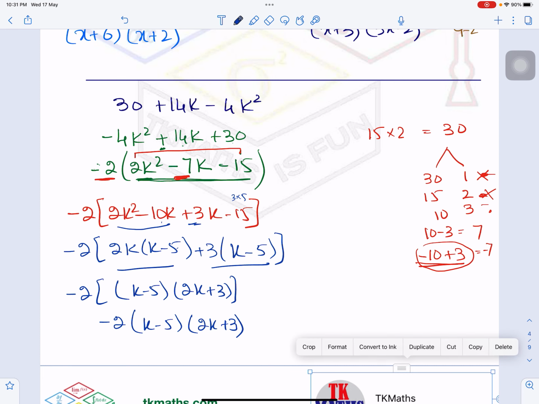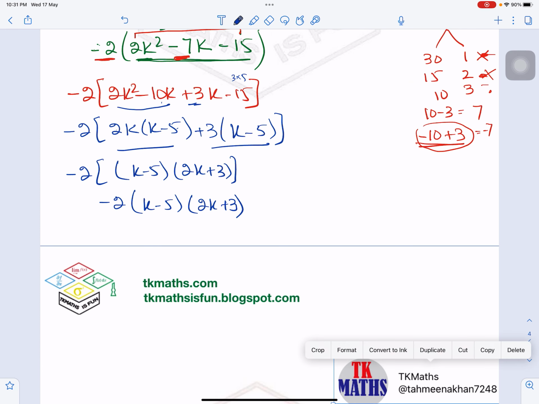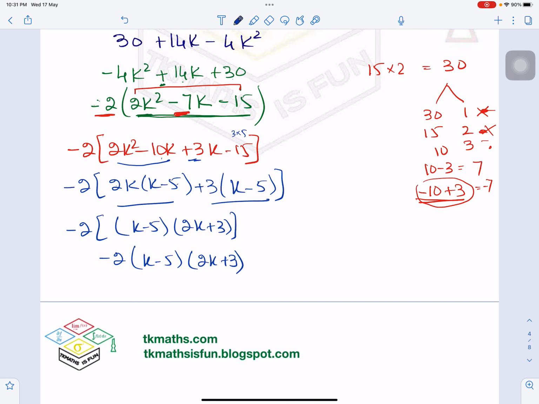So in the next video, you will find the link. I will tell you how to factorize or simplify this type of question. Okay, this one. So you can see the link.